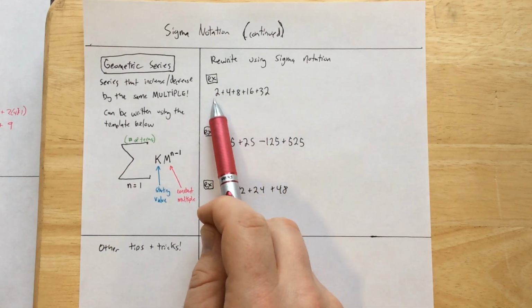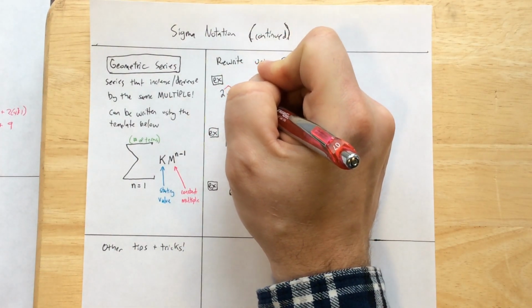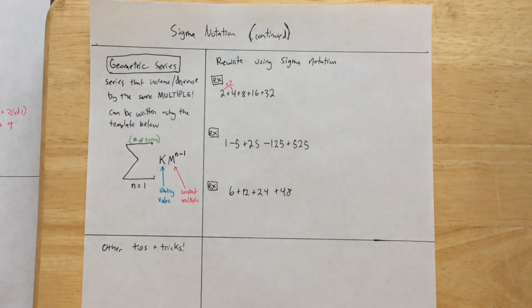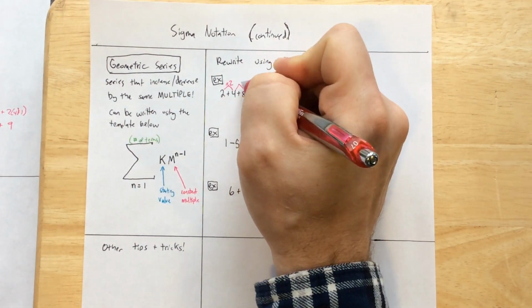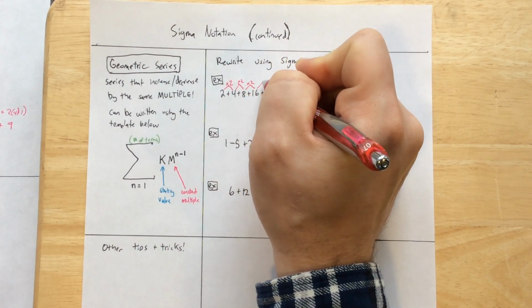So instead of thinking about adding to get each term, we can think about multiplying. I can do 2 times 2 to get 4, and then I do 4 times 2 to get 8. And then times 2 to get 16, and times 2 to get 32.